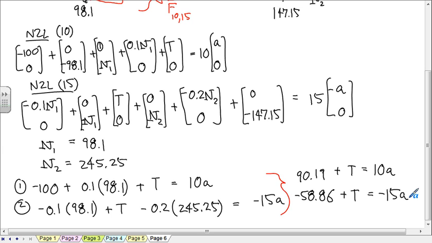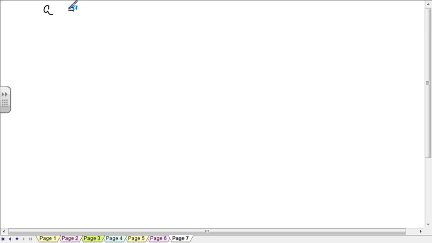So one way you could solve this, you could do it by substitution. You can also just, if this is true, multiply both sides of this equation by negative 1 and get this. And now add those two equations together and you get 149, I guess, 0.05 is equal to 25a. And so what do you get for a? A is 5.96 meters per second squared.